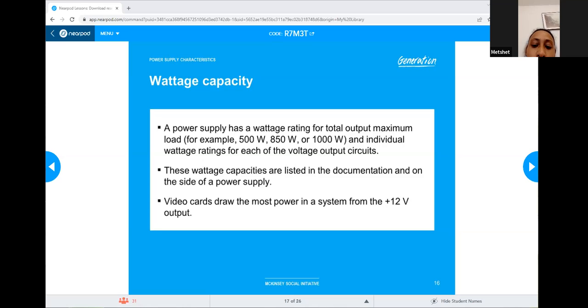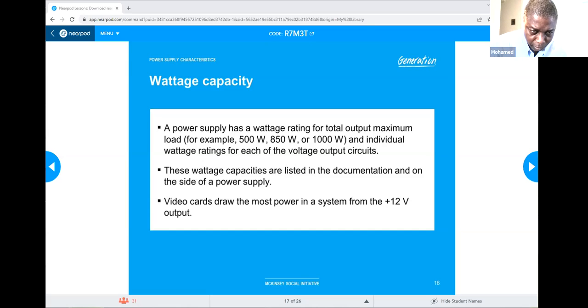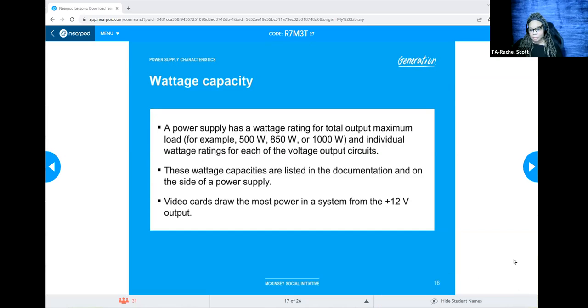Thank you. And the third bullet point, Mohammed. Video cards draw the most power in a system from the plus 12 volt output. Yes, and that is absolutely correct. They draw a lot of power.